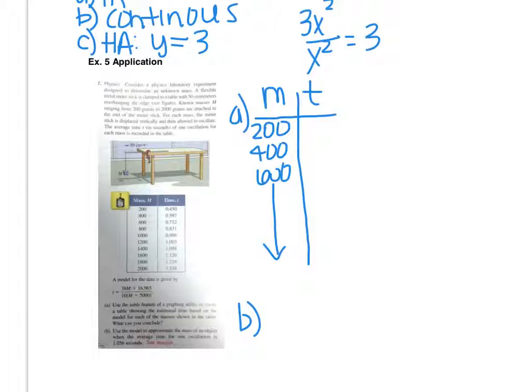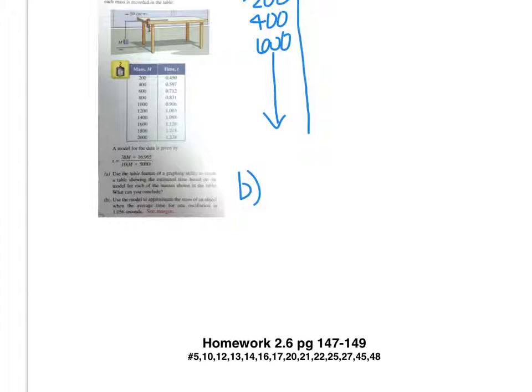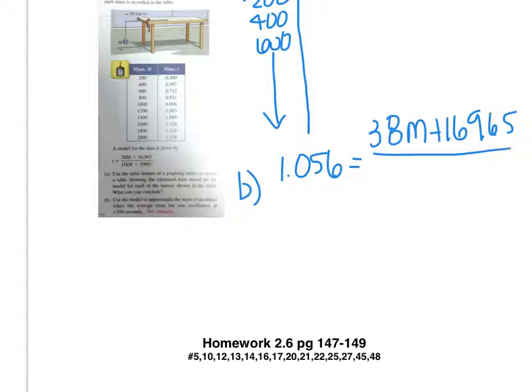On part B, it asks us to find the mass of an object when the average time for an oscillation is 1.056 seconds. So what I'm going to do is use algebra, and I'm going to set my equation equal to 1.056, and I'm going to solve for m. And there we have it. So we're going to walk out the steps for that.